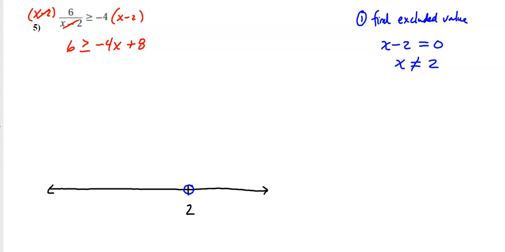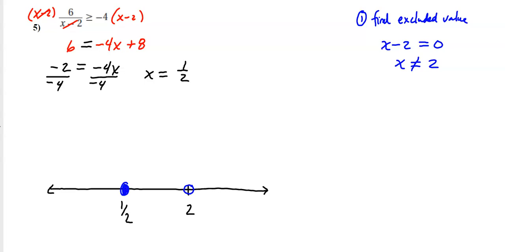And I'm actually going to just pretend that it's equal. I'm not even going to worry about the greater than or less than symbol. I'm just going to set it equal. And I solve this, and I get negative 4x equals negative 2, divide, and I get x equals 1/2. So I'm going to go here on the chart, and I'm going to put in a 1/2. And x can equal 1/2.